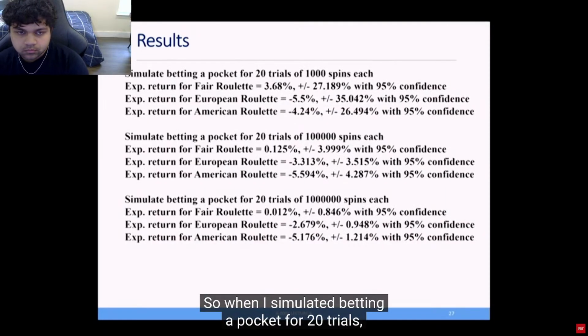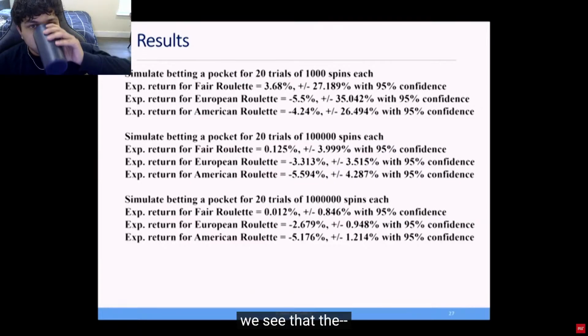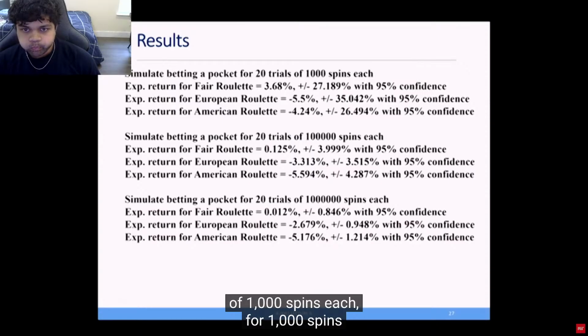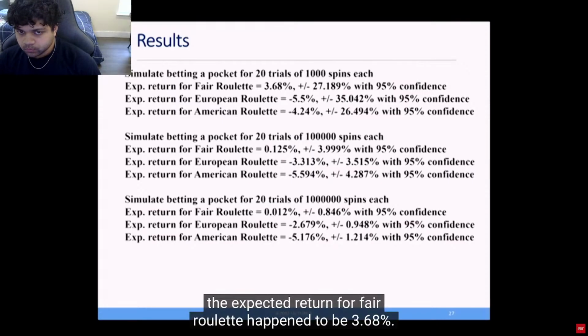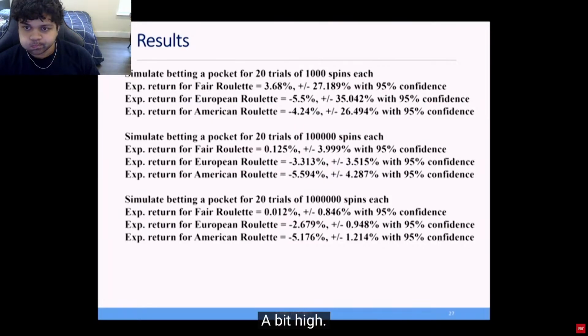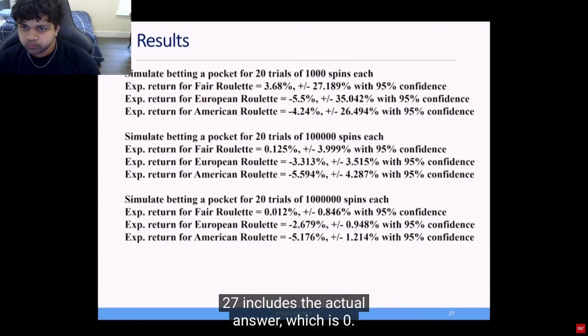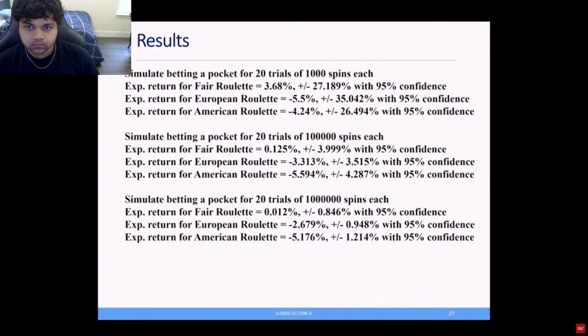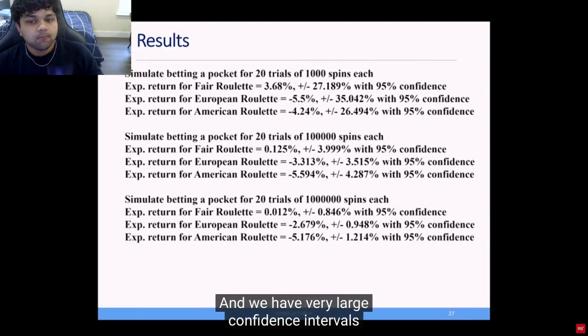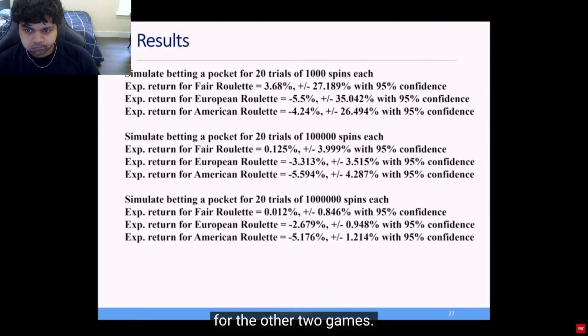So when I simulated betting a pocket for 20 trials, we see that of 1,000 spins each, for 1,000 spins, the expected return for fair roulette happened to be 3.68%, a bit high. But you'll notice the confidence interval, plus or minus 27, includes the actual answer, which is 0. And we have very large confidence intervals for the other 2 games.